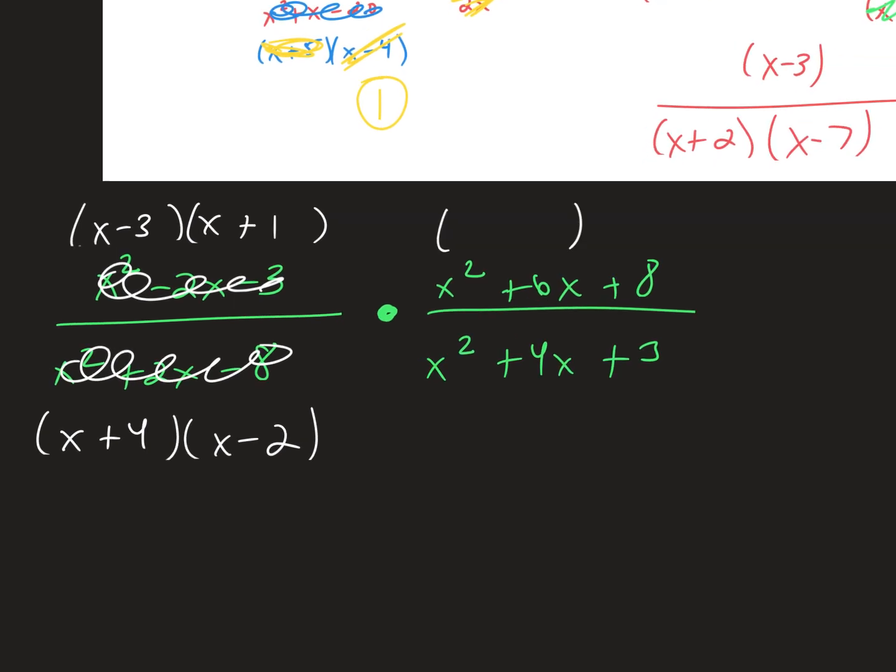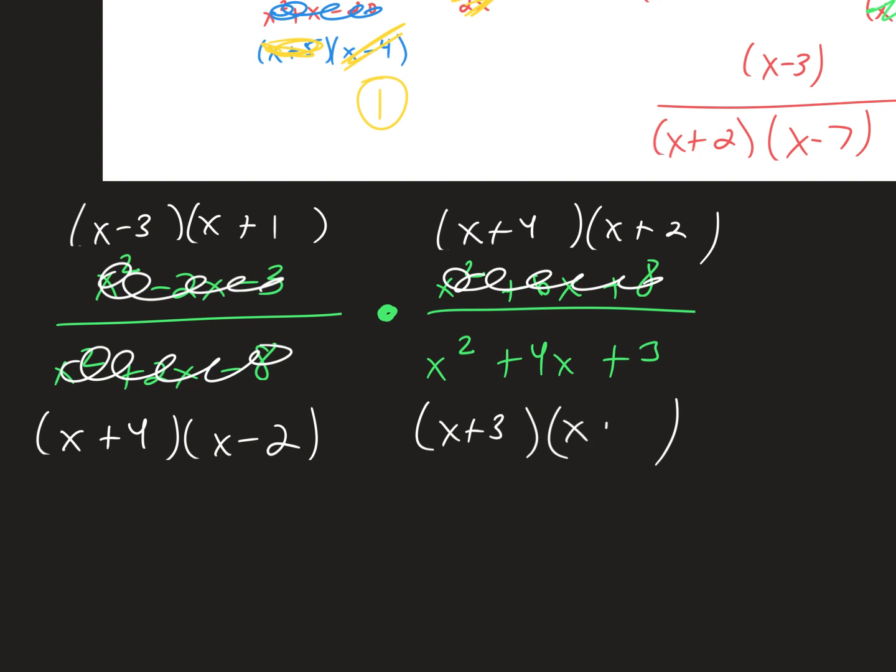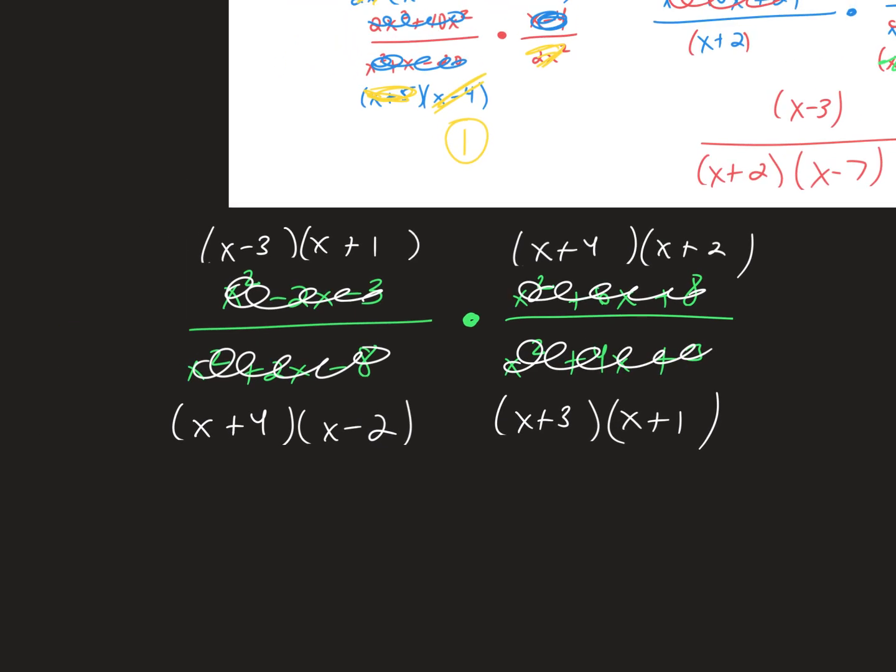Top right, what times what is going to give me a positive 8 when I multiply and a positive 6 when I add? It's going to be plus 4 and plus 2. And then what times what is going to give me a positive 3 when I multiply and a positive 4 when I add? It's going to be plus 3, plus 1. This is one you've got to be real careful with, because look, guys, all the factors are the same. What's the difference?